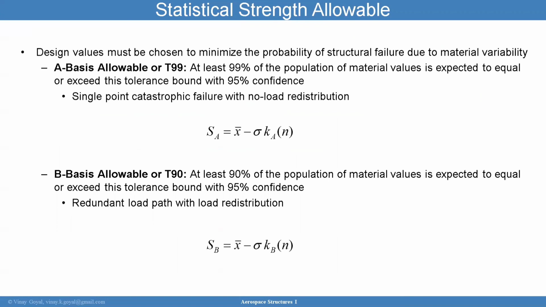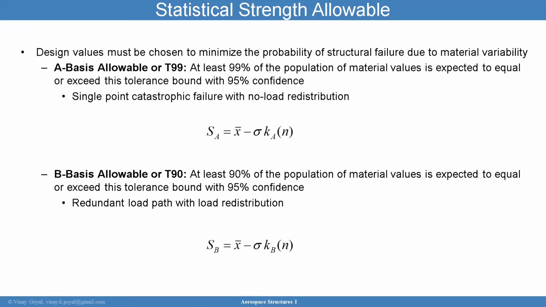That makes no sense. You want to make sure you're designing against a statistical enclosure. And two types are used, A basis or B basis. A basis, and this is discussed in my book extensively, is for single point catastrophic failure with no load distribution. So A basis is used for any location in the structure where if you had a failure, you can lose the whole part.